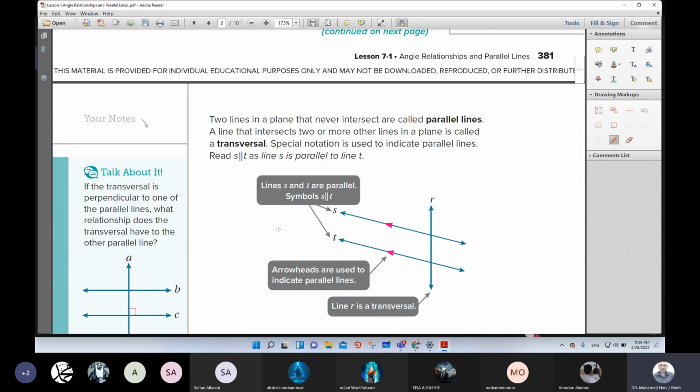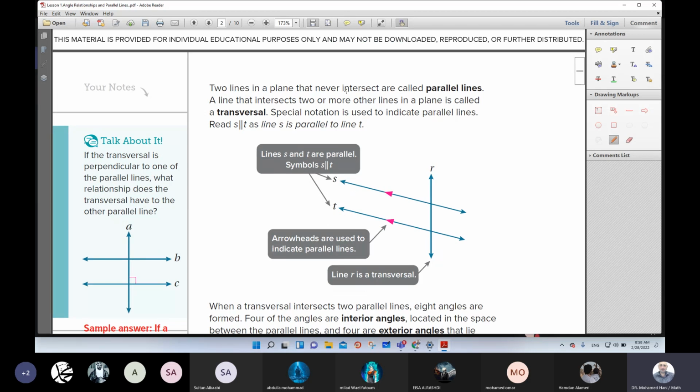Two lines in a plane that never intersect are called parallel lines. A line that intersects two or more other lines in a plane is called a transversal. So listen here, a line that intersects two or more other lines in a plane is called a transversal.